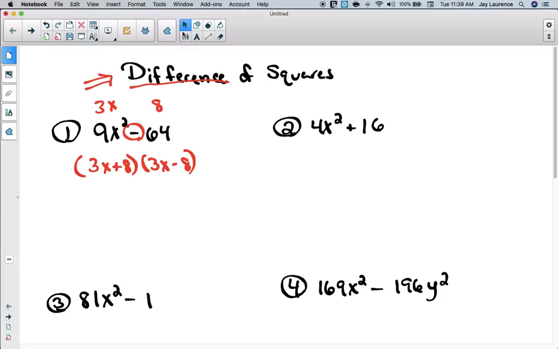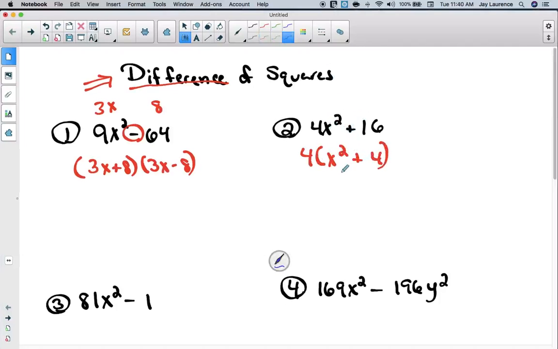You should have paused the video and tried number 2. Here, I'm going to talk about it briefly. Okay, first of all, I see a GCF here. I see a 4, so I'm going to pull the 4 out. I'm going to get x squared plus 4. And now I'm done. Why? Because while I do have a perfect square and a perfect square, I do not have subtraction. There is no way to factor the sum of perfect squares.